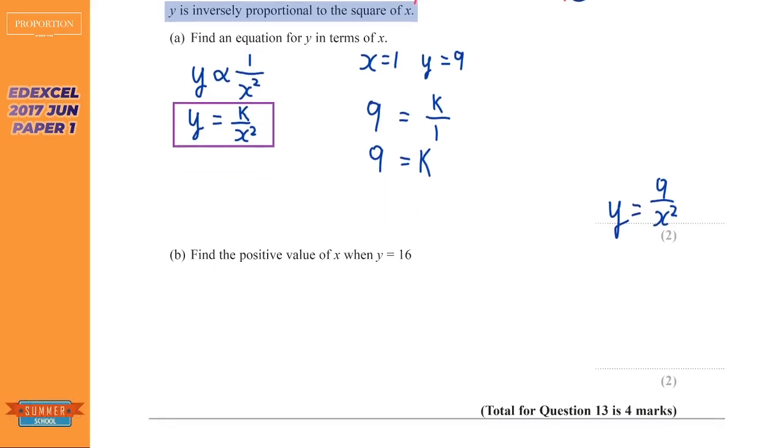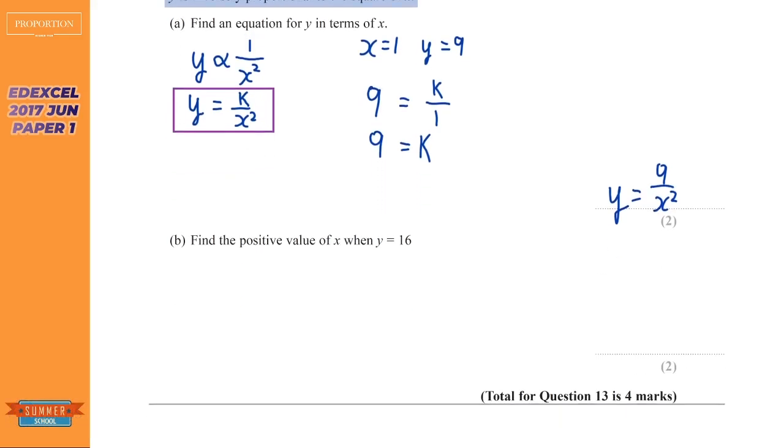It says find the positive value of x when y is 16. So I'm just going to use that formula, and put 16 in for y. And we've got 9 over x squared. Now we're going to put our lines in, because we're trying to find out what x is.